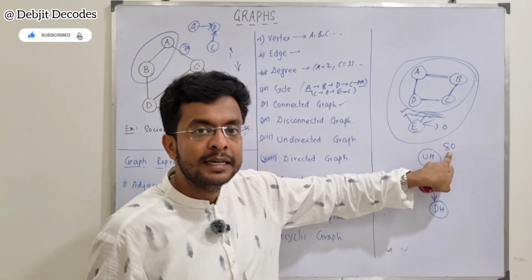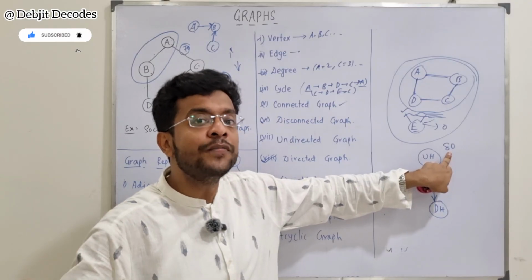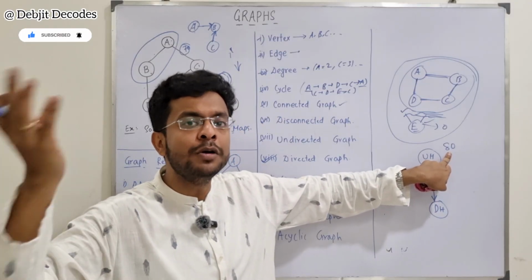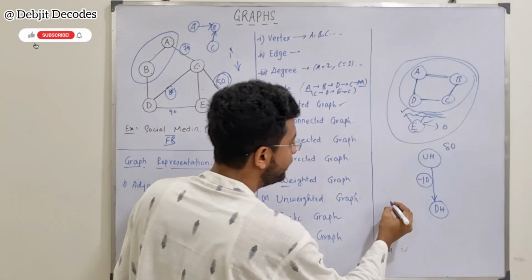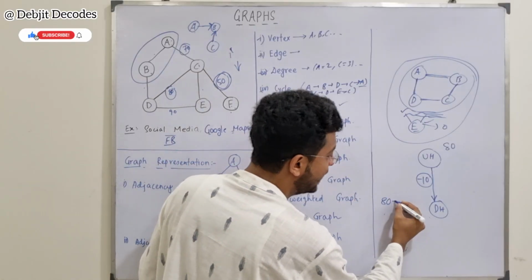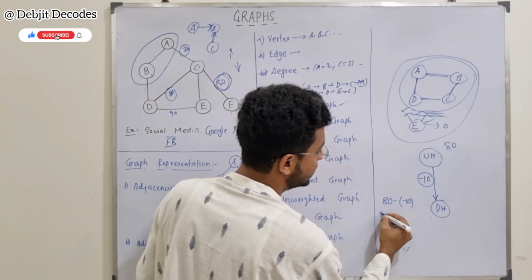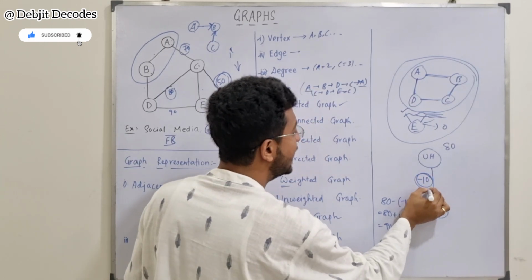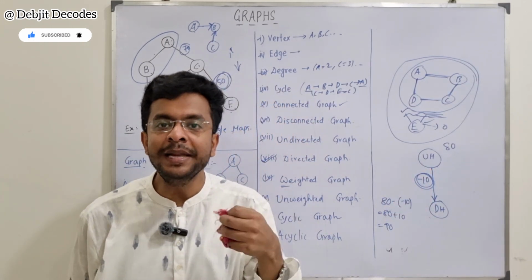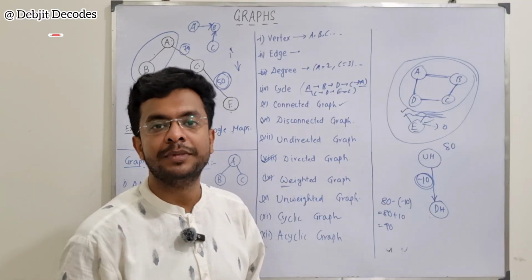Because it was 80, now instead of eating up 10, it is giving you 10. So it should be 80 minus 10. That is nothing but 80 plus 10. That is nothing but 90. So if there is a negative edge weight, that simply indicates that you are gaining something.